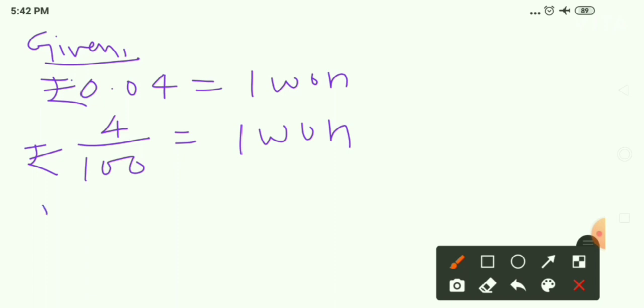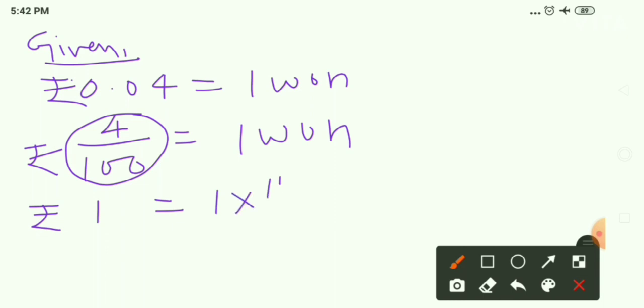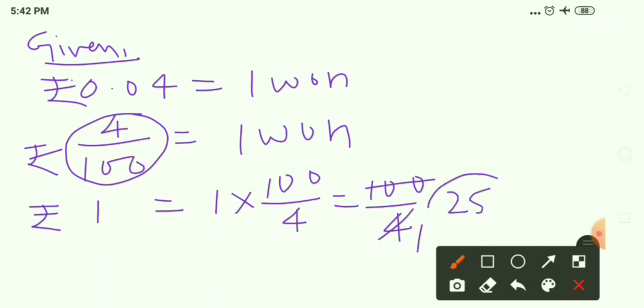Now we can write, 1 rupee will make how many won? Now this number, 4 upon 100, we have to interchange to the right side, and when we interchange, we write its reciprocal, so it will be 1 multiplied by 100 upon 4. So it will be 100 upon 4. 4 ones are 4, 4 twos are 8, 4 twenty-fives are 100, so it is 25. So we got that 1 rupee makes 25 won.